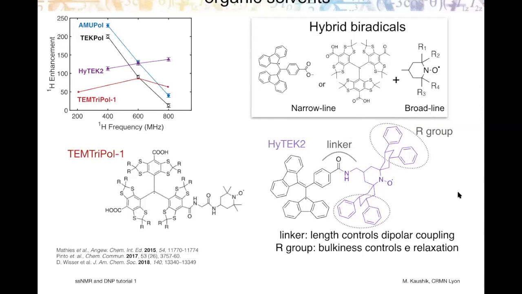This was a series of hybrid biradicals investigated in our lab by Dorothea Wisser, and HyTEK 2 was the best performing so far. So clearly it gives us information that going from DNP mechanisms, understanding them well, we can use this information to design better polarizing agents and use it in applications to investigate surfaces and structures by NMR.